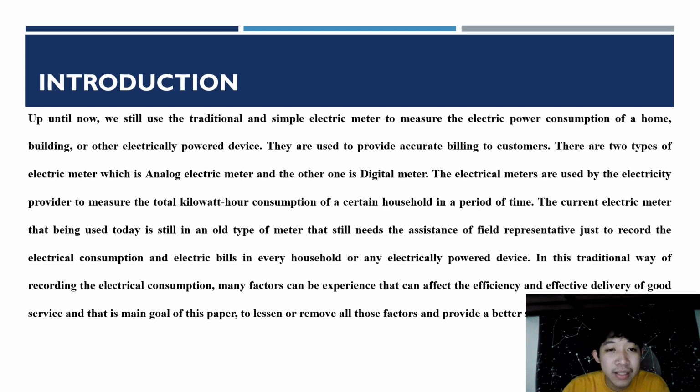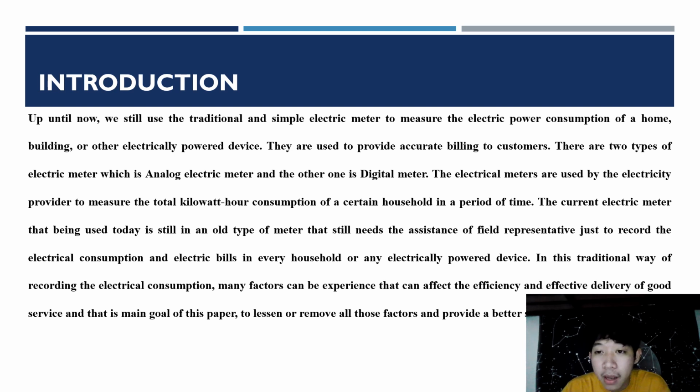Up until now, we still use the traditional and simple electric meter to measure the electric power consumption of a home, building, or other electrically powered device. They are used to provide accurate billing to customers. There are two types of electric meter: the analog electric meter and the digital meter. The electric meters are used by the electricity provider to measure the total kilowatt-hour consumption of a certain household in a period of time.